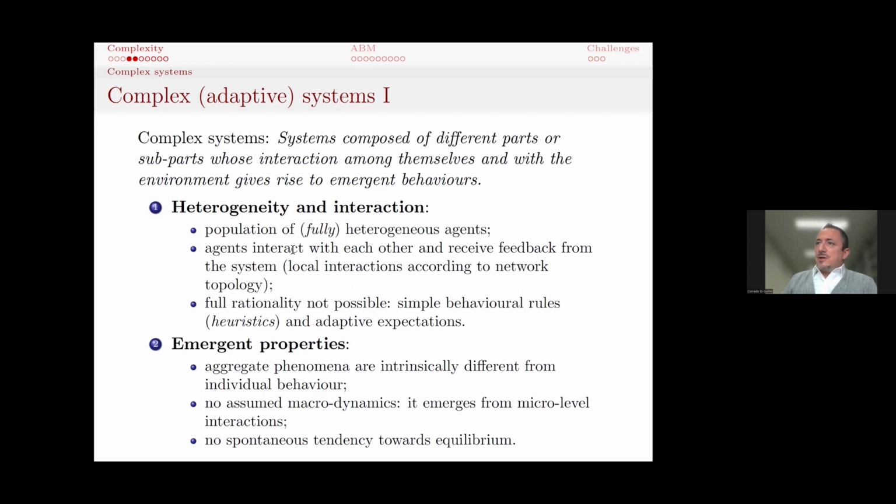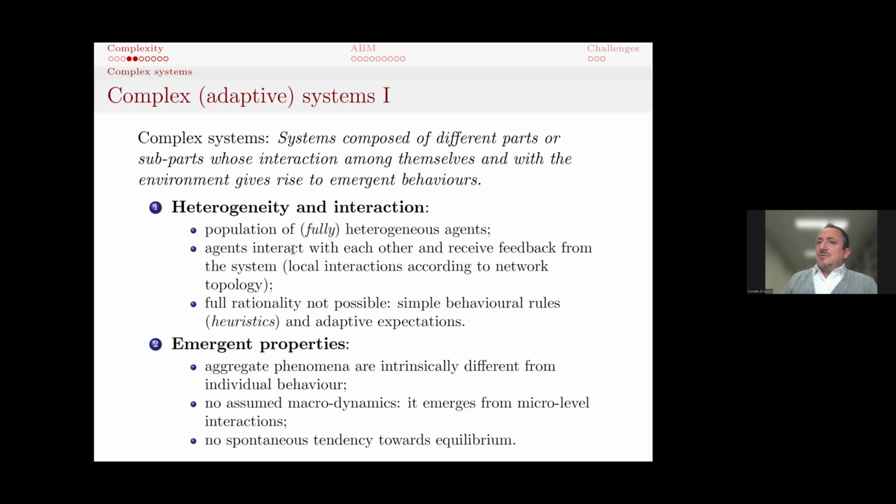Given this condition, full rationality is hard or unlikely to observe because, of course, agents don't know the evolution of the system. The evolution of the system is endogenous. So the best that they can do is to have some heuristic rules that allow them to adjust and adapt to an evolving system.